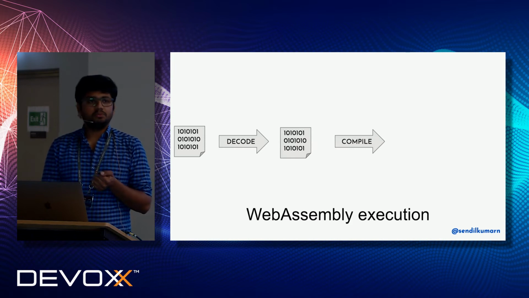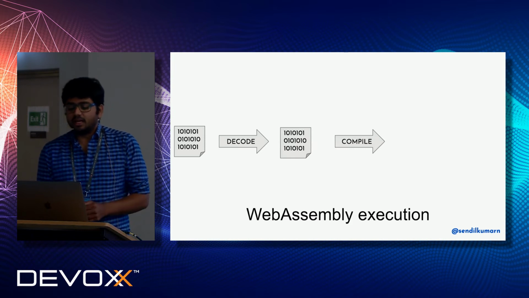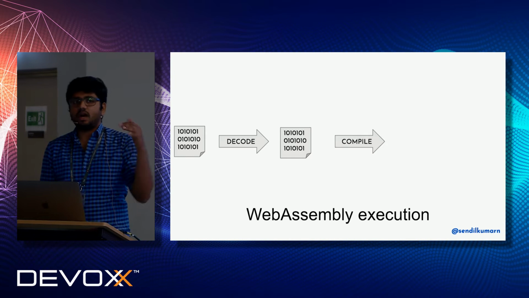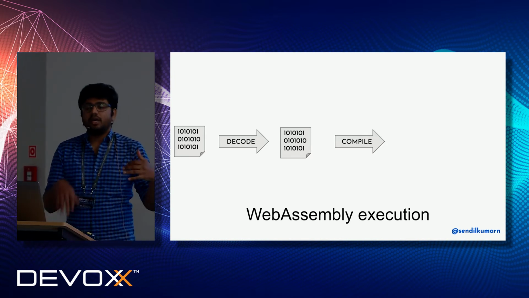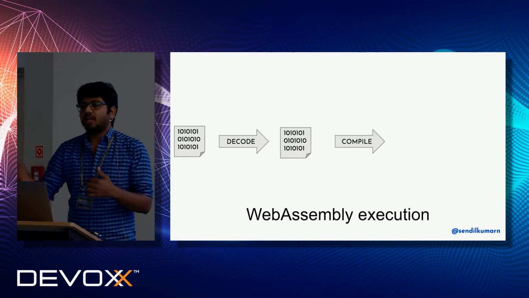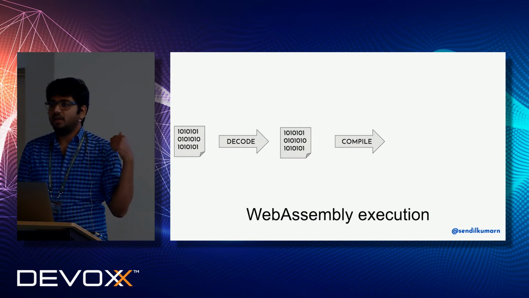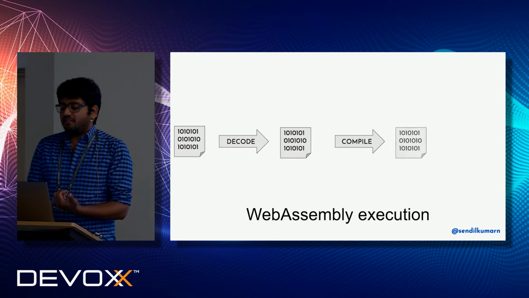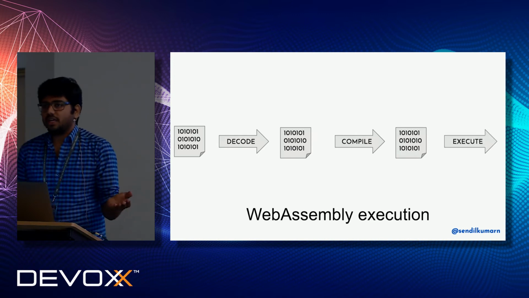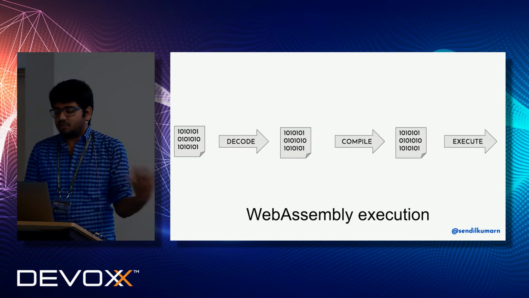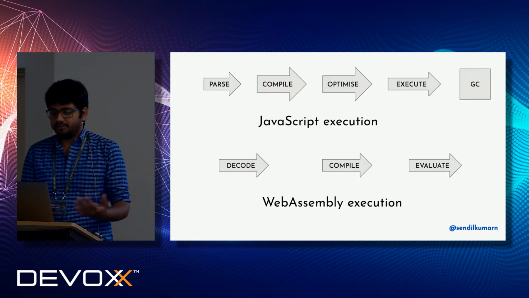The compilation here basically converts the optimized and compiled bytecode into something that works on the architecture in which the browser is running. So that's the compilation happening here, which is much faster. And finally, it can execute this entire bytecode information. That's what is happening inside of WebAssembly execution.